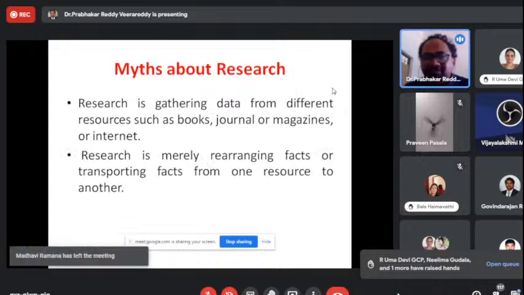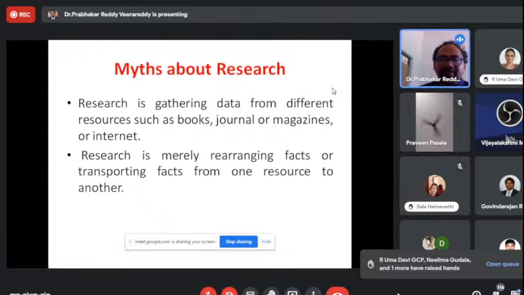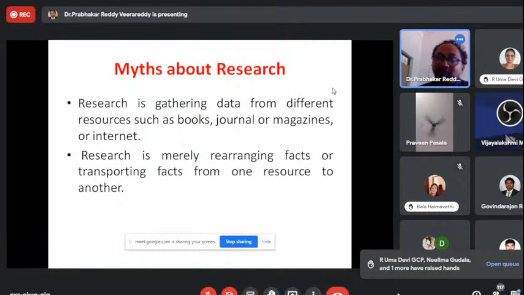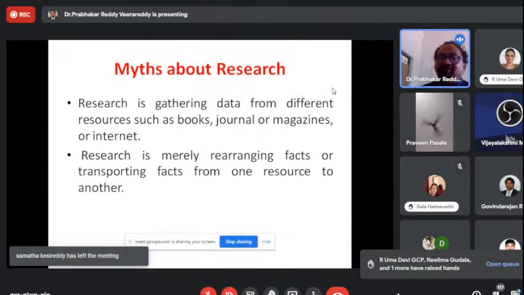So my step about research teaches is gathering data from different resources such as books, journals, or magazines or internet. If you want to do any B.Pharm project or M.Pharm project or PhD or postdoc, what will your guide tell you? Collect the literature. So why are they asking you to collect? Because you should have some knowledge, and then you decide what you want to do. So research is merely rearranging facts or transporting facts from one resource to another.